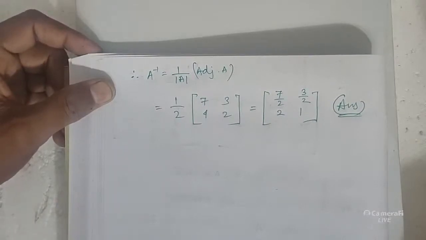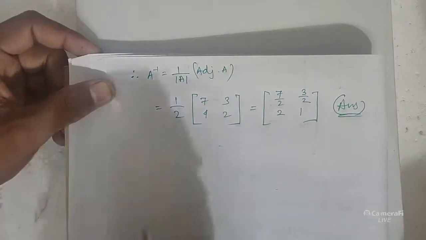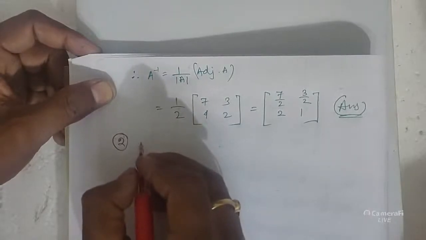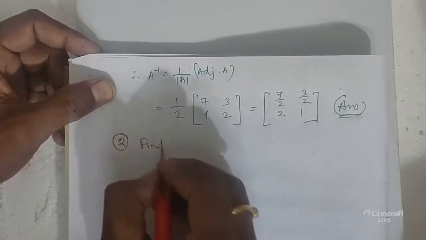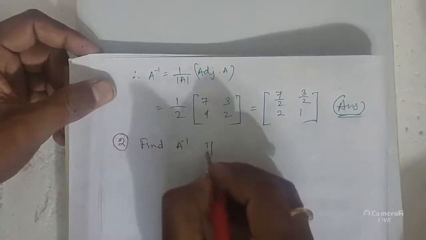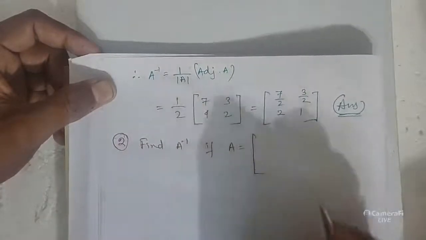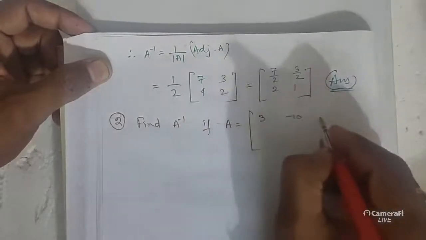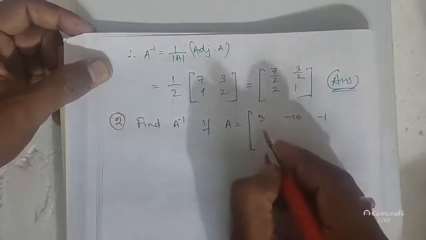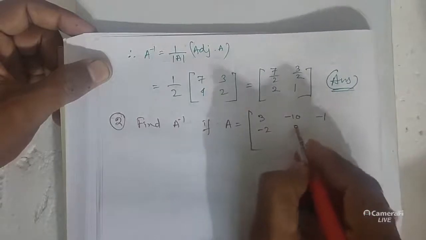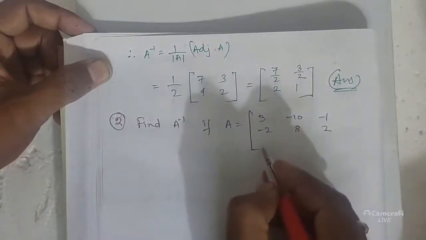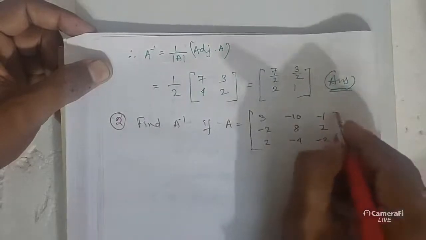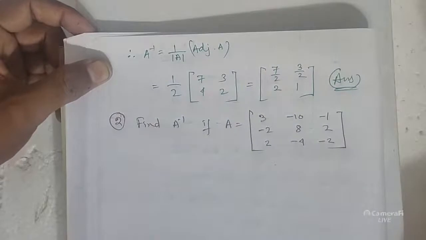One 3 by 3 matrix we will take. The next question, here we have to find A inverse if A equals 3 minus 10 minus 1, minus 2 8 2, 2 minus 4 minus 2. This is given.